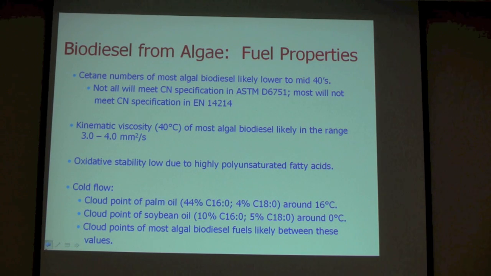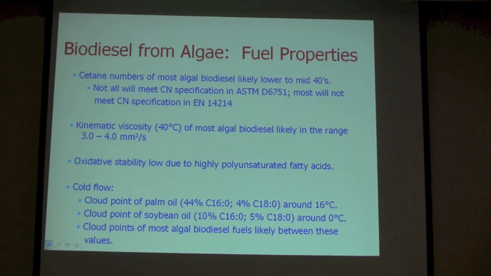The cetane numbers of most algal biodiesel will likely be the lower to mid 40s, considering their fatty acid profiles. So not all will meet the ASTM D6751 specification, and most will probably not meet EN 14214. Kinematic viscosity will probably be 3.0 to 4.0. A few of them might actually fall below the lower limit in EN 14214. Oxidative stability is probably going to be a problem because of their high content of polyunsaturated fatty acids.